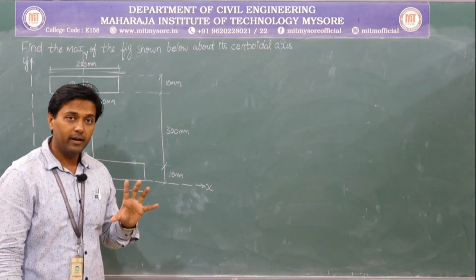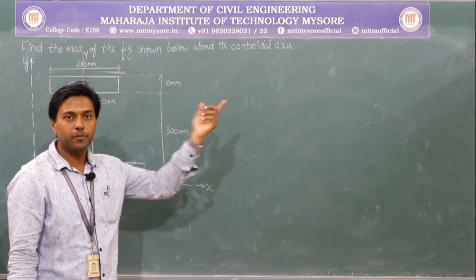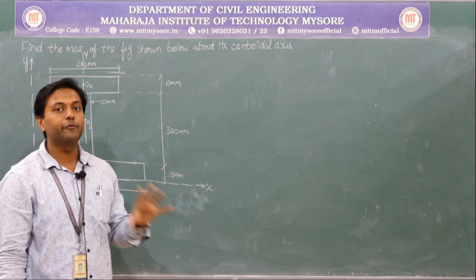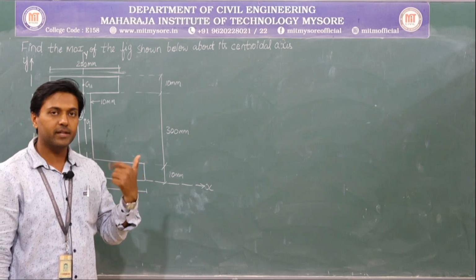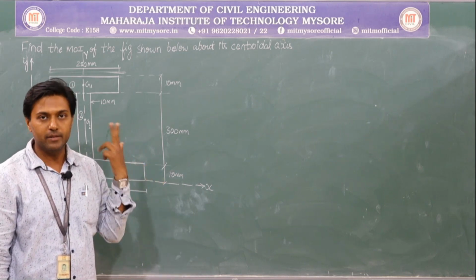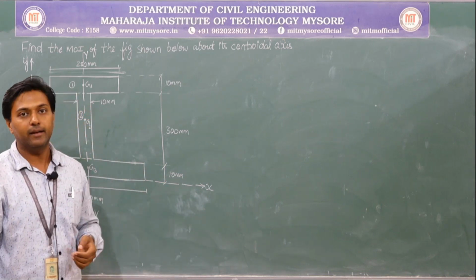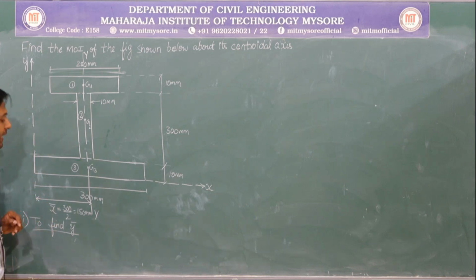Why have I divided it? Because while finding the centroid, I don't have any expression for the entire I section. I have the derivation only for standard geometrical diagrams like sector of a circle, quadrant of a circle, semicircle, symmetric triangle, right angle triangle, then the rectangle. Yes or no? So that's why I have divided it like this. So first let me calculate the area of each part.